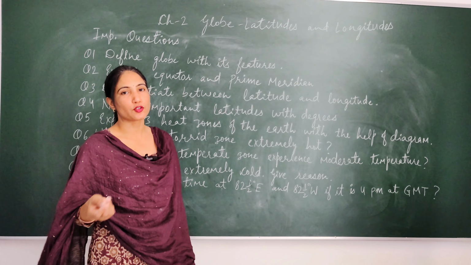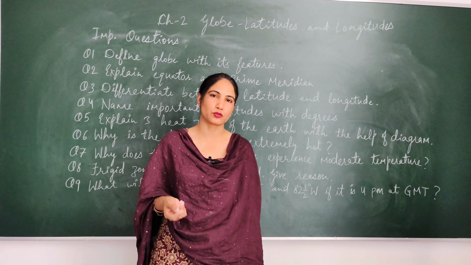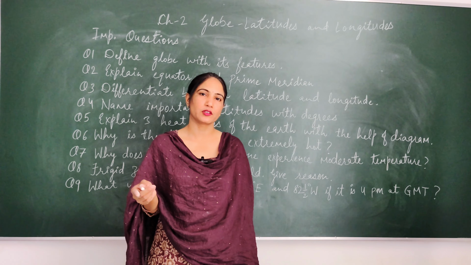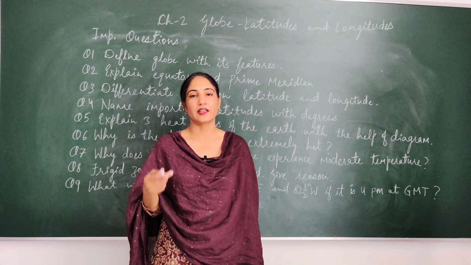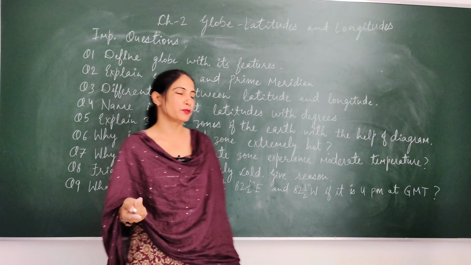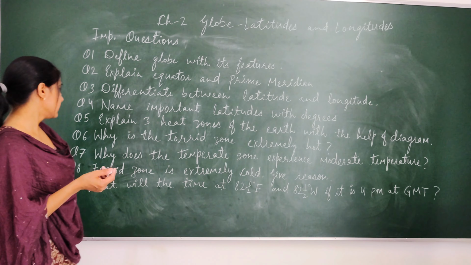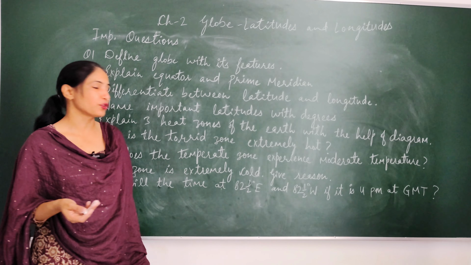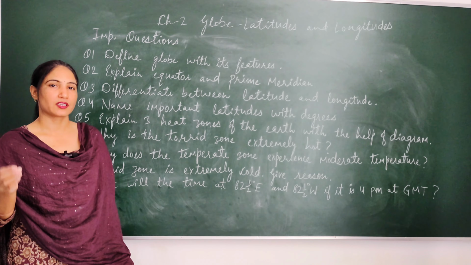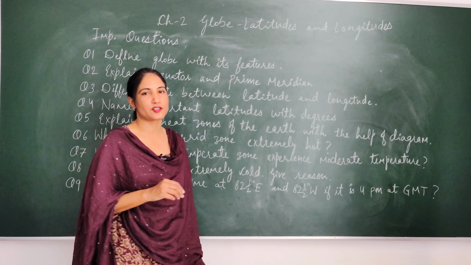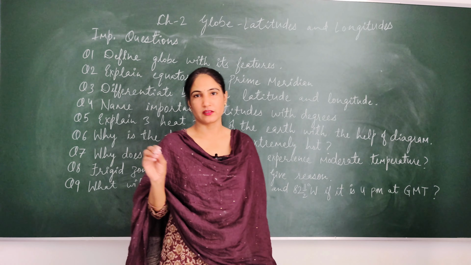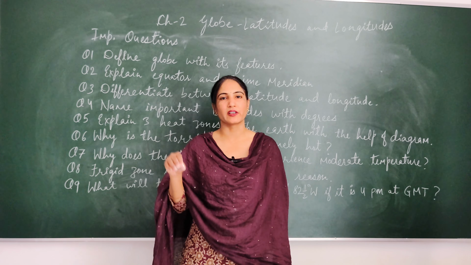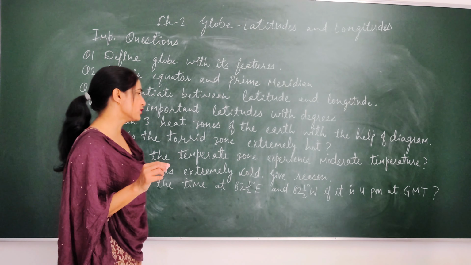Third one is frigid zone. Frigid zone is on North Pole and South Pole: from Arctic Circle to North Pole in northern hemisphere and from Antarctic Circle to South Pole in southern hemisphere. Next question: why is the torrid zone extremely hot? Torrid zone is extremely hot because it receives direct sun rays throughout the year. Second point, midday sun is overhead on all the latitudes of torrid zone.